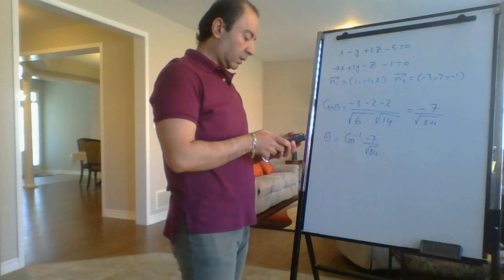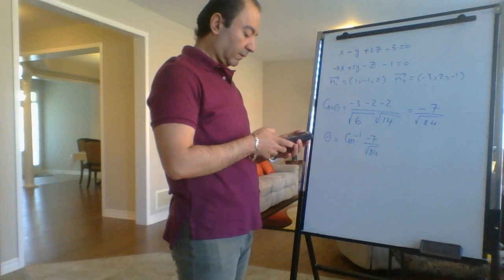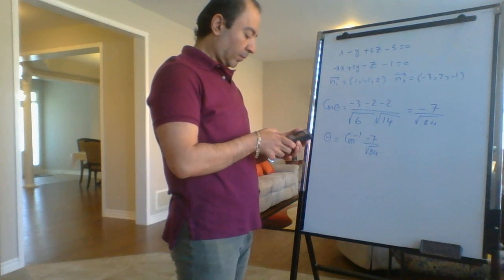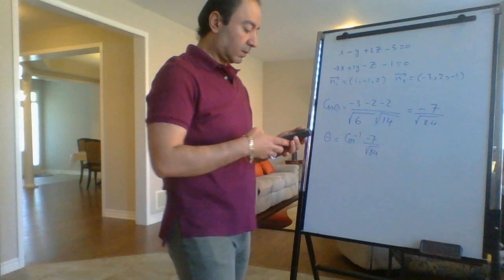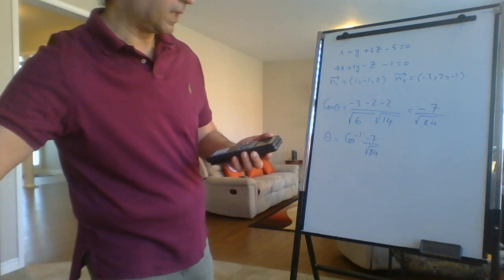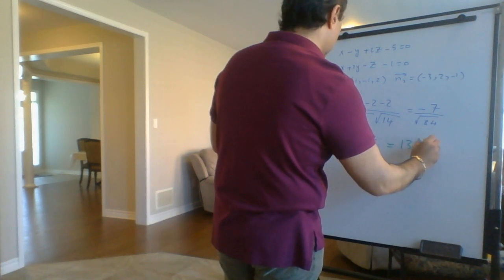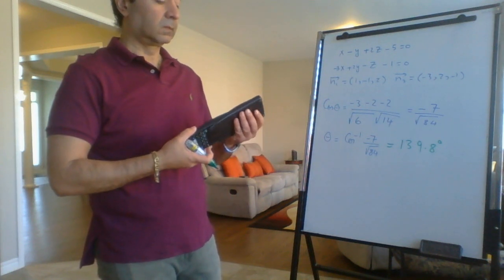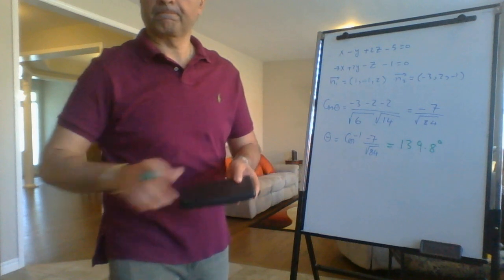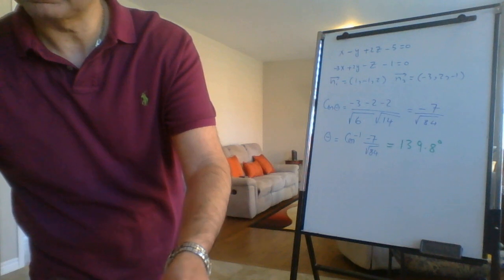So cosine inverse of negative 7 divided by square root of 84, close the bracket, and hit enter. So the angle between these two planes is 139.8 degrees. Okay. All right. So, or its complement, or its supplement.